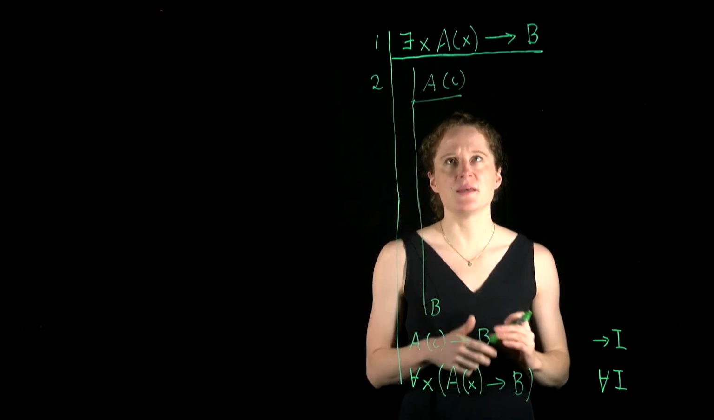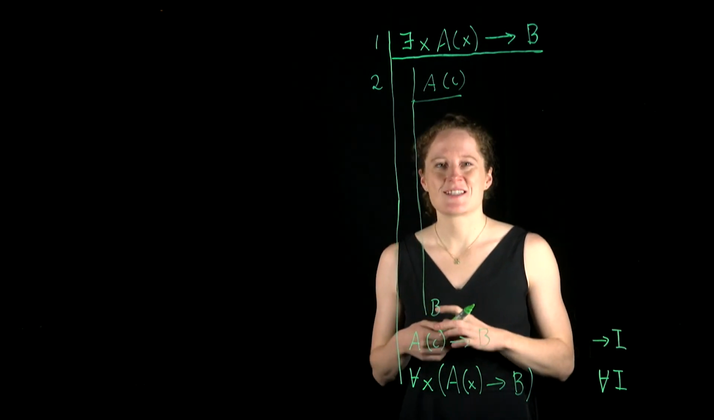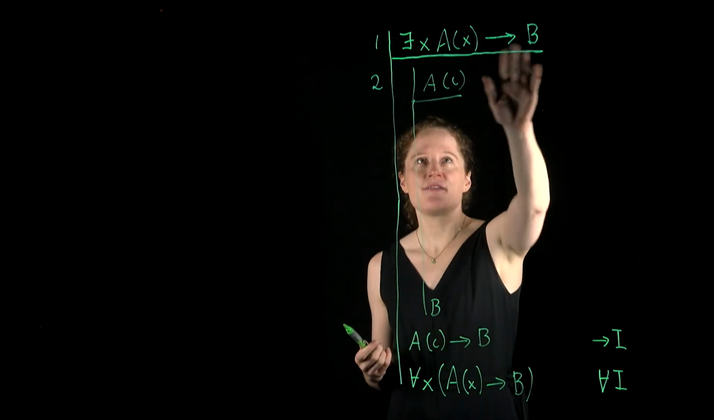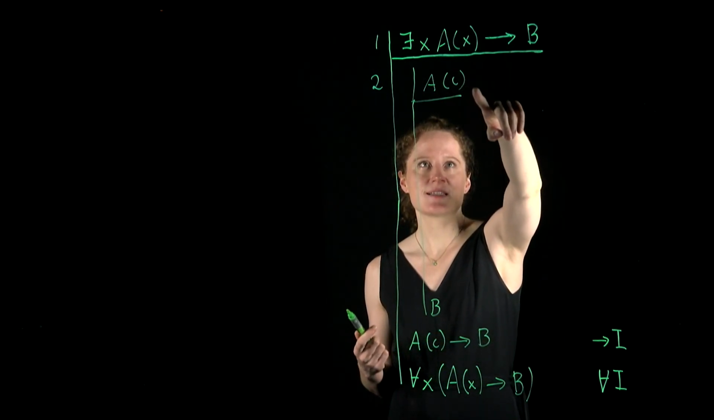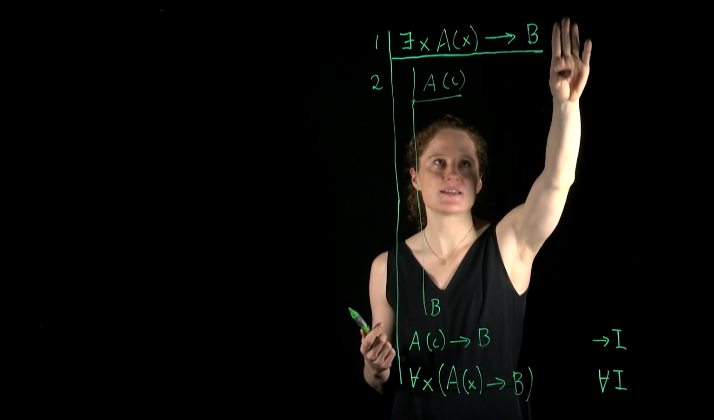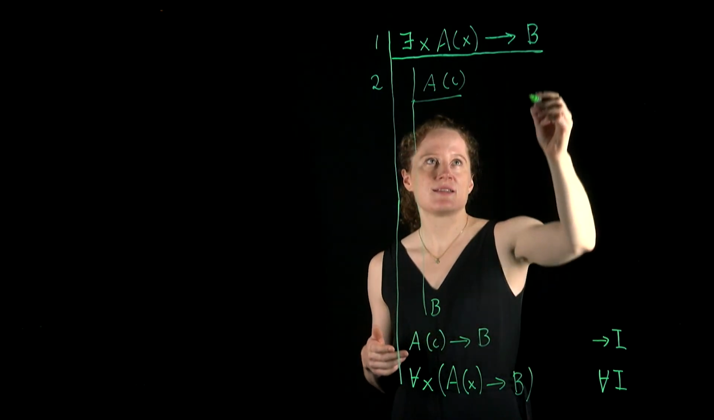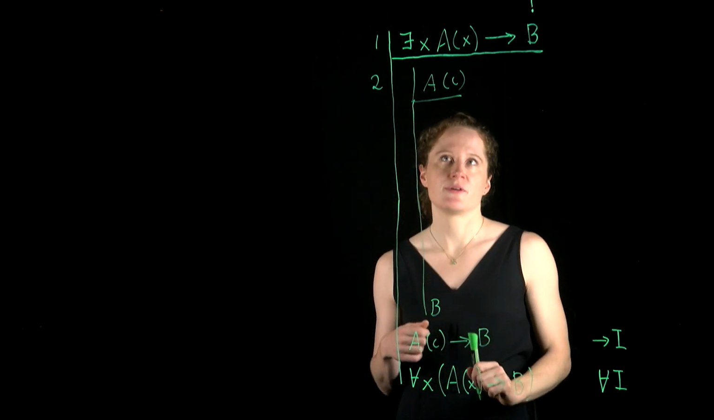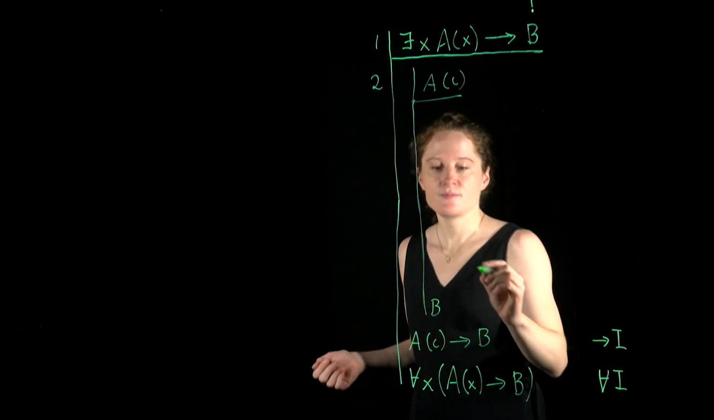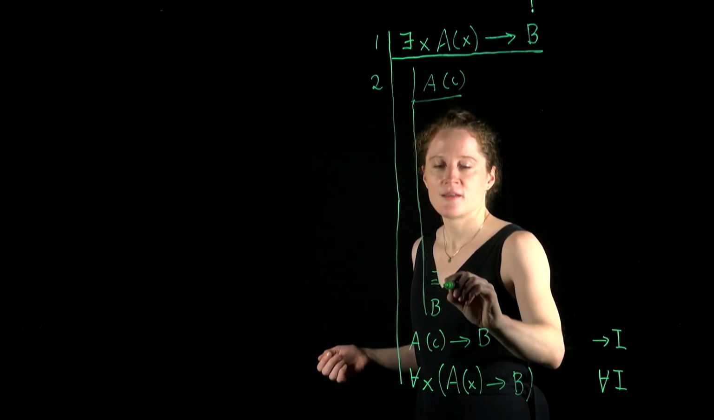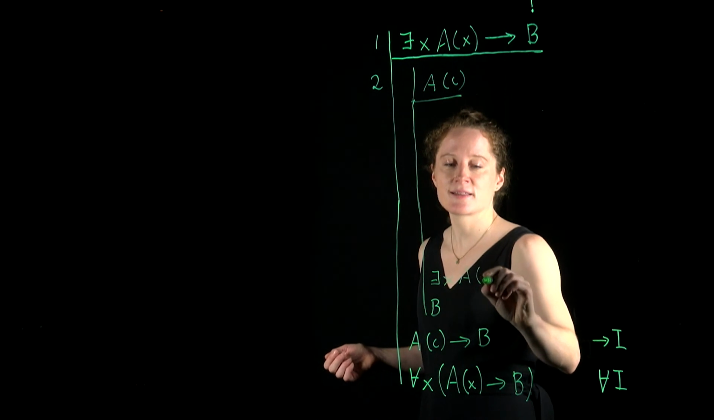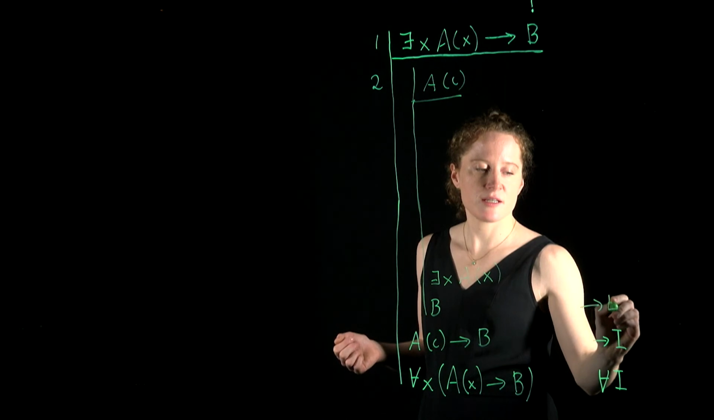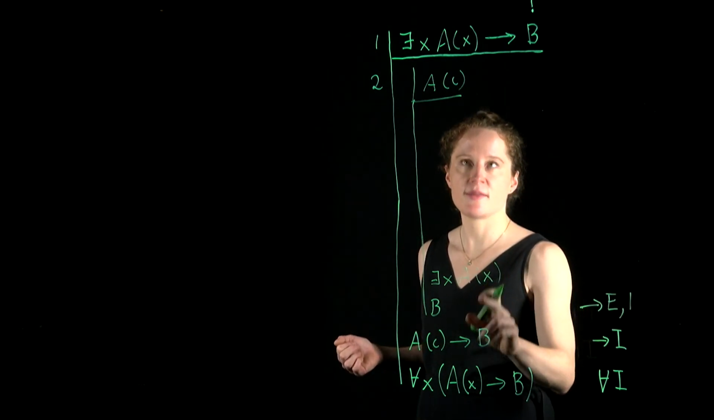How can we derive B? Well, now I'm going to shift my strategy and do a little bit of forward planning. So we have the conditional if there's an x such that Ax, then B as a premise in our proof. And I see that this consequent here, B, is exactly what we want to prove. So that gives me an idea. If we are able to prove that there is an x such that Ax, then we can infer B using conditional elimination applied to line 1 and this line here.